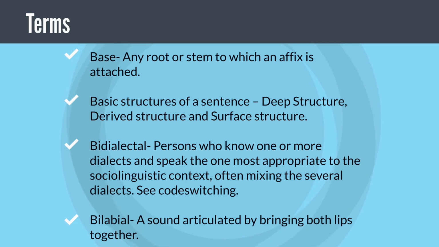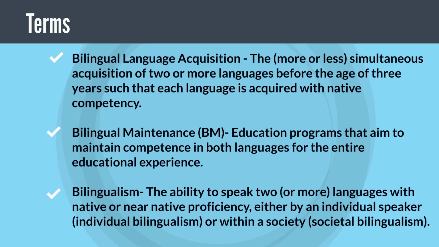Bilabial, a sound articulated by bringing both lips together. Bilingual language acquisition, the more or less simultaneous acquisition of two or more languages before the age of 3 years such that each language is acquired with native competency. Bilingual maintenance, BM, education programs that aim to maintain competence in both languages for the entire educational experience. Bilingualism, the ability to speak two, or more, languages with native or near-native proficiency, either by an individual speaker, individual bilingualism, or within a society, societal bilingualism.